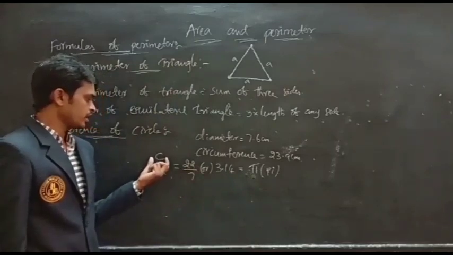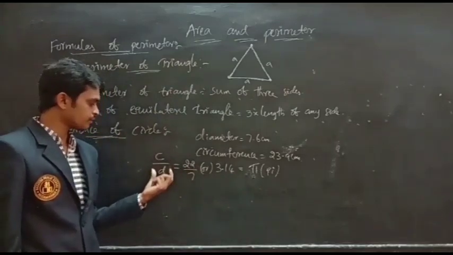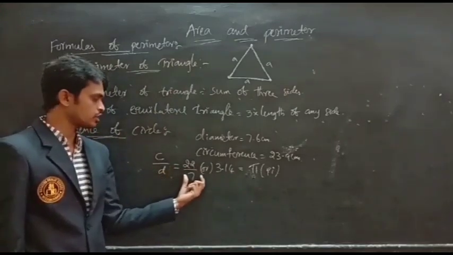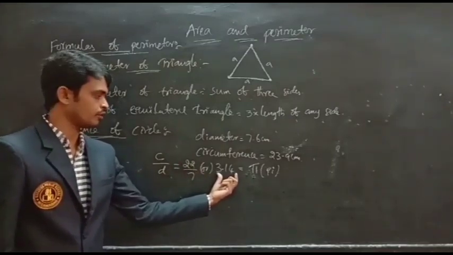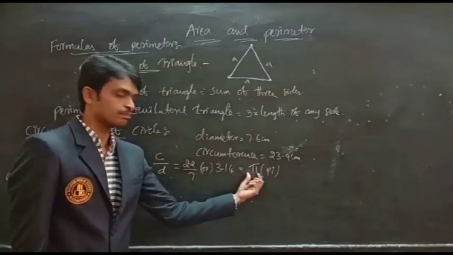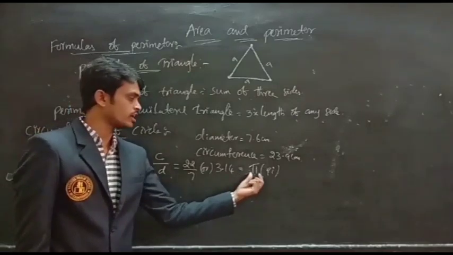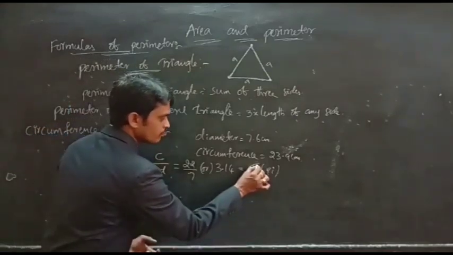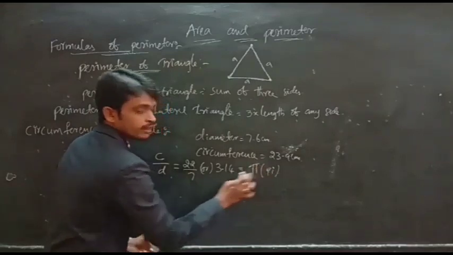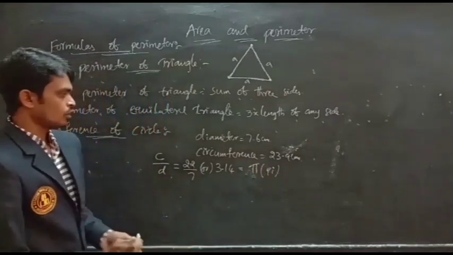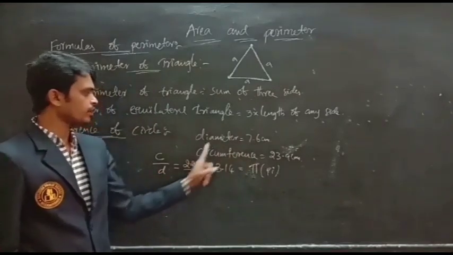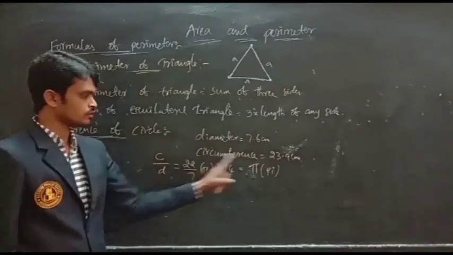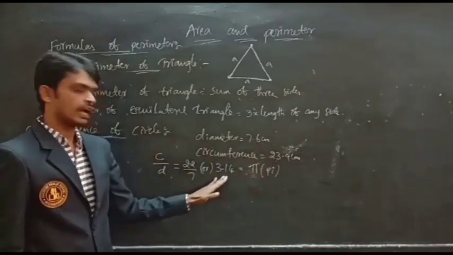So like this, the ratio of circumference and diameter is equal to 22 by 7 or 3.14, and we call it pi. This value is called pi. So this is the symbol of pi. So now, is it correct or not? Let us check. We have a diameter and we have a circumference. So by using these values, is the value correct or not?